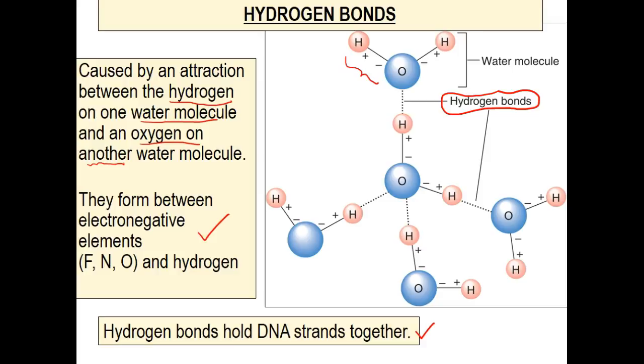And so what happens in water is, because it's a polar molecule, the hydrogen is more positively charged, and the oxygen on another water molecule is very negatively charged. And so you get this hydrogen bond, which is actually just a weak interaction between two atoms.